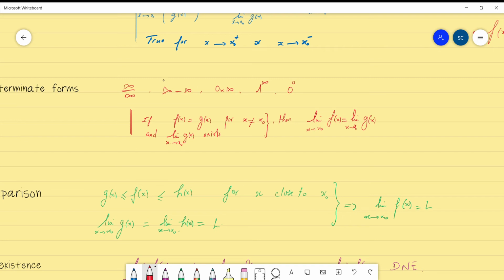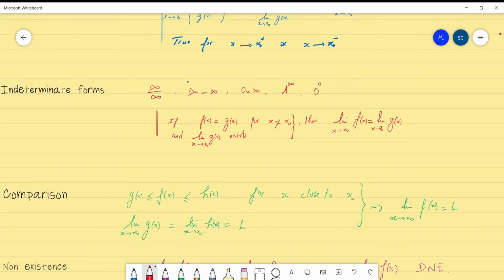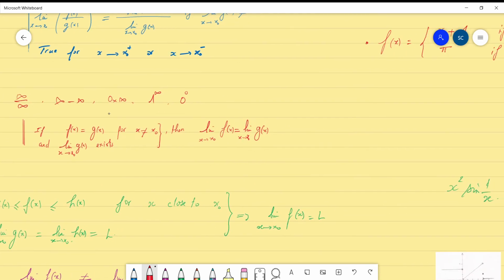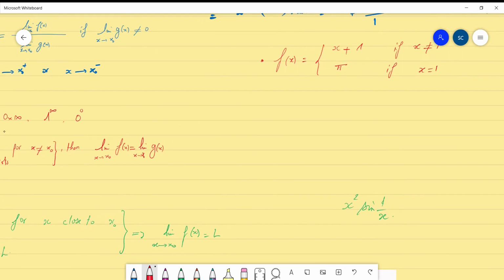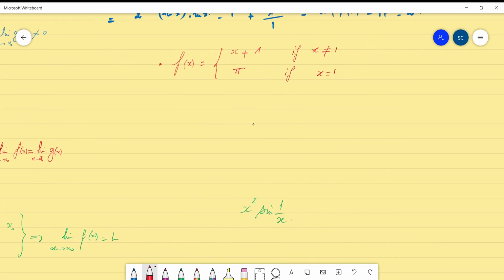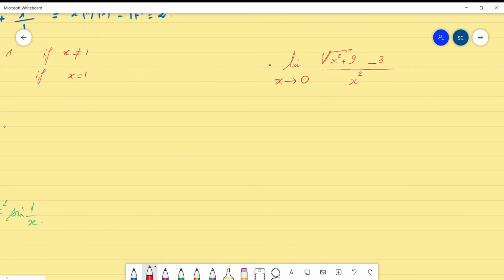These are called indeterminate forms. So the idea of how to compute the limit, then you will see. So let's look how we will do it through an example. Okay, let's consider the following example.